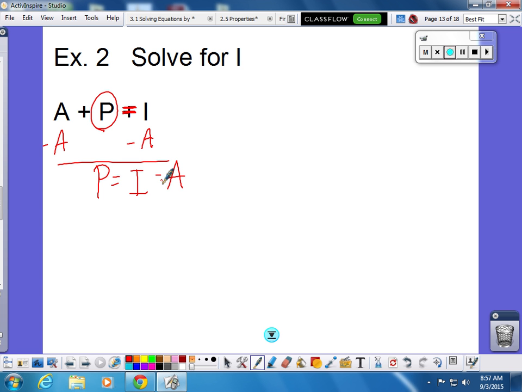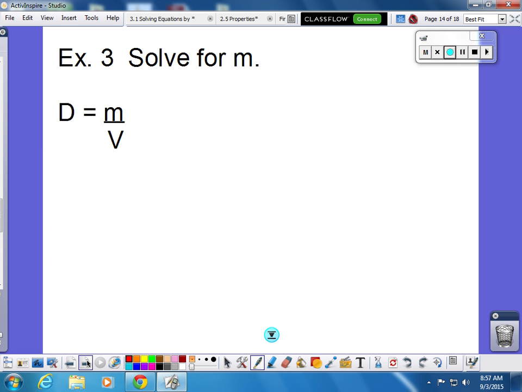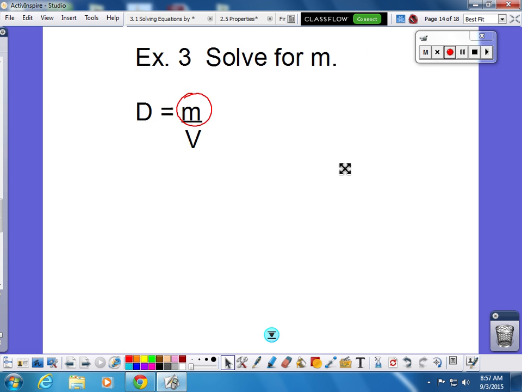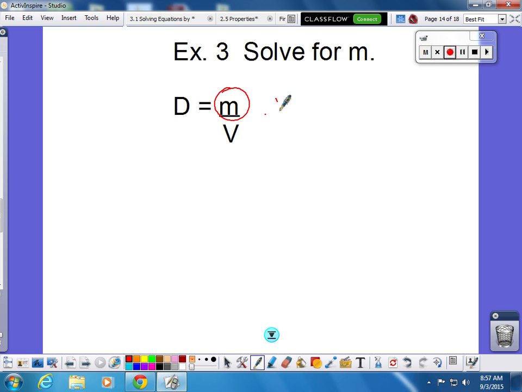That's an I. And these are literal equations. Why am I calling it literal? Because it has more than one variable. Density equals mass divided by volume. If I wanted to solve for mass, what would I do to both sides? Multiply by the volume. So M is equal to D times V.